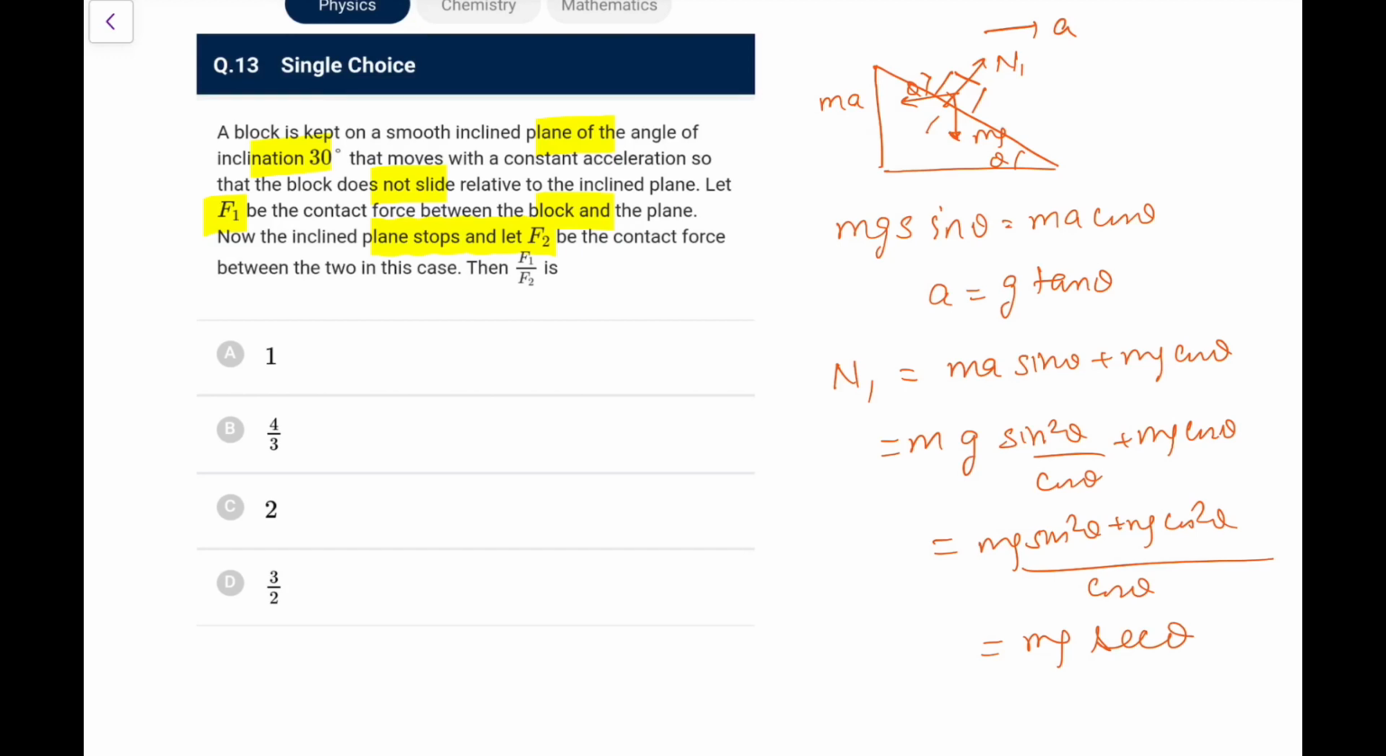And in the second case, when the incline is not moving, you know that N2 is mg cos theta. So the ratio of N1 by N2 simply comes out as 1 upon cos square theta, because this is sec theta over cos theta. Cos square 30, you know, would be 3 by 4, so that comes out to be 4 by 3. So go for option B.